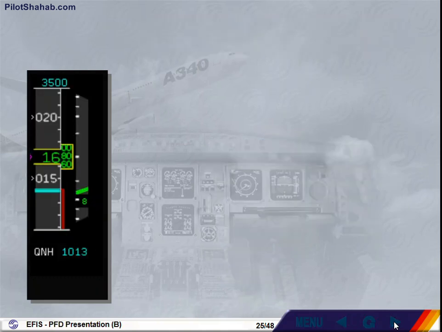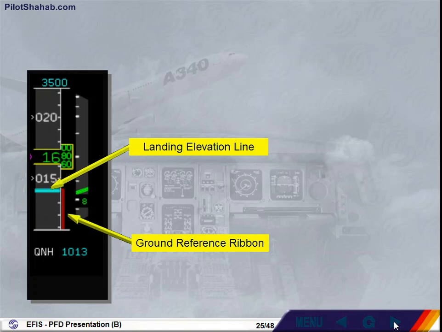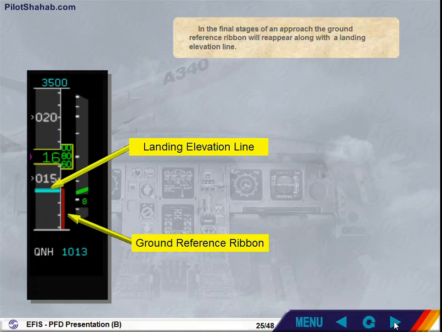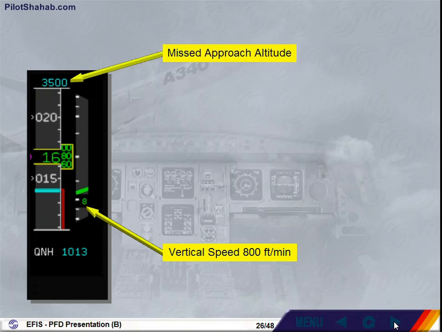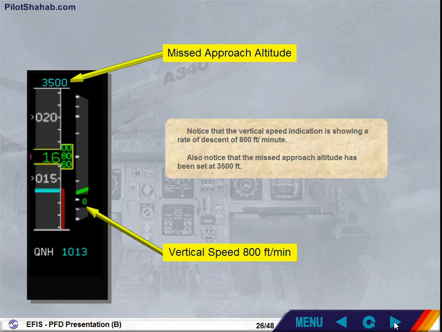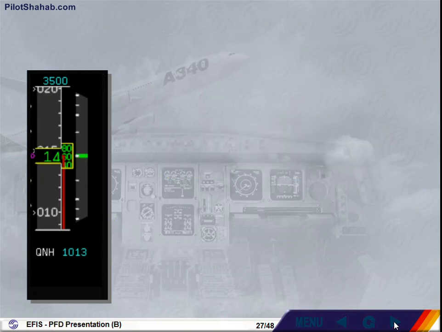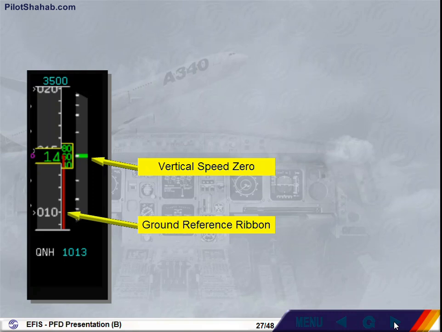In the final stages of an approach, the ground reference ribbon will reappear along with a landing elevation line. Notice that the vertical speed indication is showing a rate of descent of 800 feet per minute. Also notice that the missed approach altitude has been set at 3,500 feet. When the aircraft lands, the ground reference ribbon is in the middle of the scale and the vertical speed indication is at 0.